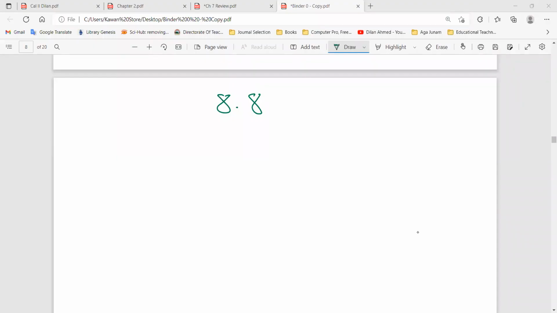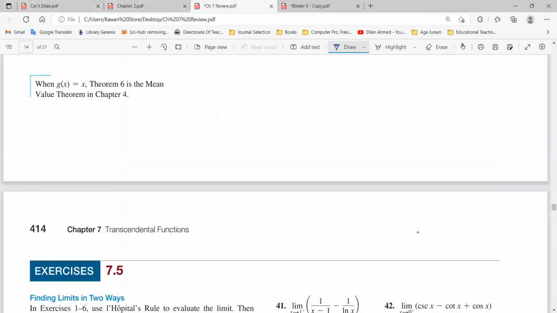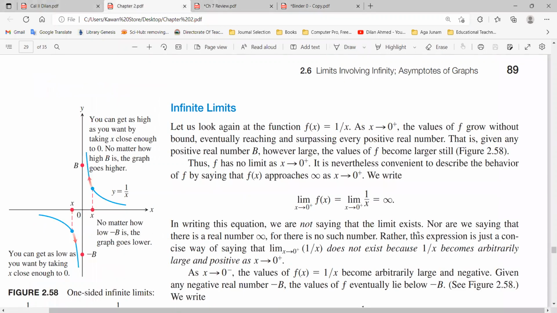So now you are in 8.8. You review chapter 7, and maybe later we will do it as a review. We are going back to chapter 2. I don't know. But here we are.